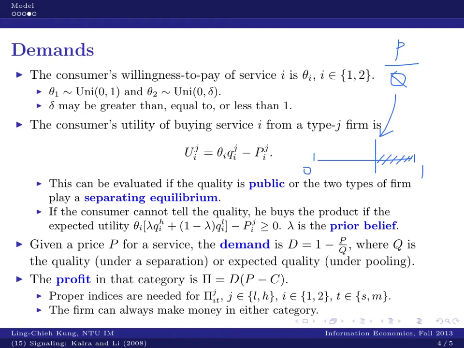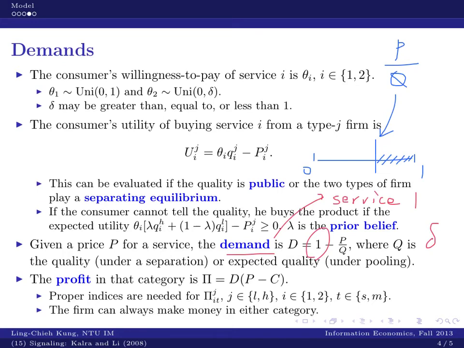There is something unclear here. This is the demand for service 1, right? Because here we are writing 1. If it's service 2, then demand here will be based on delta. So keep that in mind.